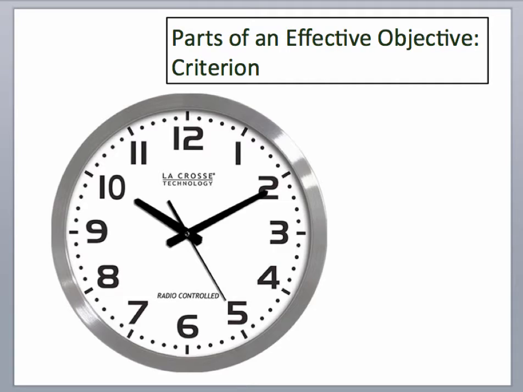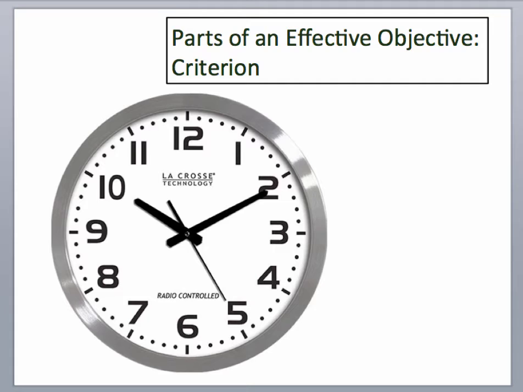Lastly, the third part is the criterion part. The criterion is a description of the criteria for acceptance of performance. We have to know when performance is sufficient, when someone has mastered the objective. In other words, how well must it be done? To what level must it be done to satisfy the objective? Stating the criterion lets learners know how well they have to perform to be considered competent.